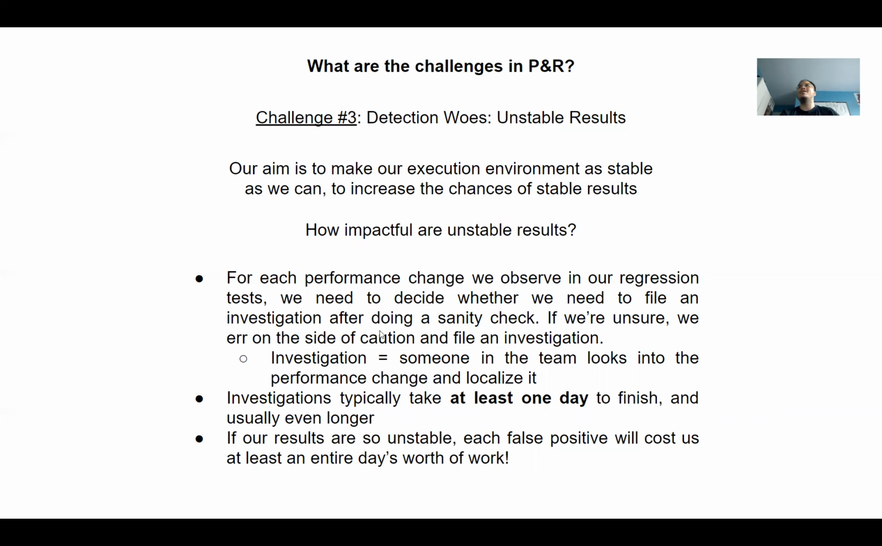Let's say that you're seeing a 1 second change in performance and you don't exactly know whether this is a number that you can trust. You have to err on the side of caution because what if it actually is a regression? The problem is these investigations usually take at least 1 day to finish and usually even longer than 1 day. So if your results are super, super unstable, you're going to have a lot of false positives. And each of those false positives would basically cost you at least 1 day for each developer. So it's very, very costly to have these unstable results.